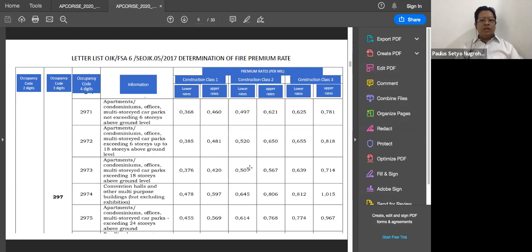The premium rate depends on the function of the building and is set within an upper limit and a lower limit with a certain risk, class 1, class 2, and class 3.